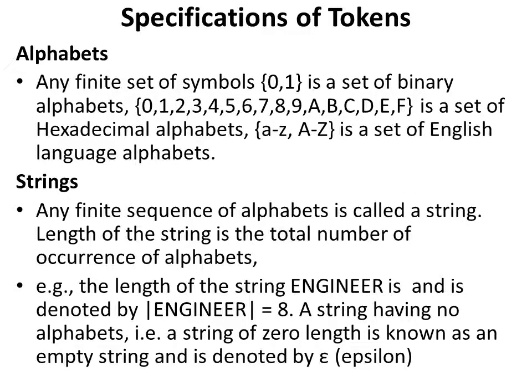Specification of tokens. How to specify the tokens? They are specified by alphabets. Alphabets can be any finite set of symbols, for example 0 and 1. It's a set of binary alphabets.